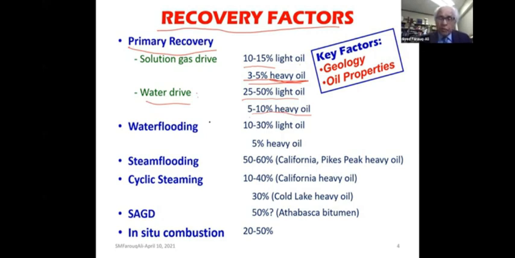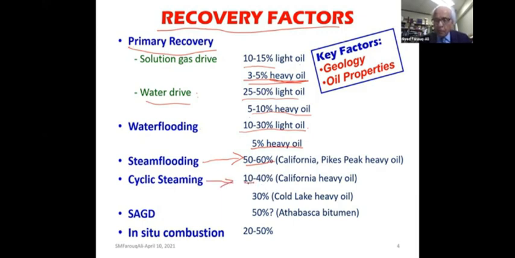Okay, after that, when we come to water flooding, we can recover 10 to 30% of a light oil, but very little, 5% or less of a heavy oil. Now, these numbers vary, of course, depending on the reservoir conditions and depending on the type of oil. Steam flooding. Now, here we are talking about heavy oil. It can recover 50 to 60% of a typical heavy oil, and also it can recover light oil if you have the right conditions. Cyclic steaming is only really applicable to heavy oils.